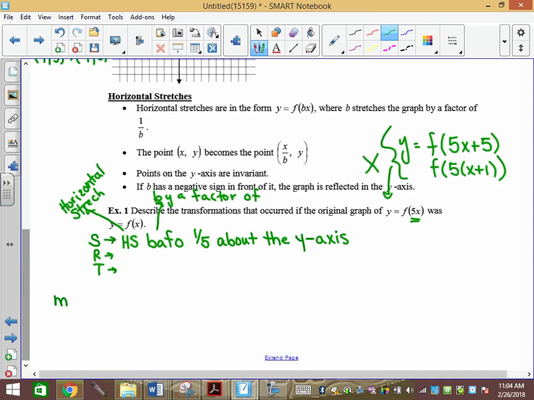So if I wanted you to do mapping, which I didn't make you do here, but say we did mapping, you're going to have x, y, and it's going to become 1/5 x and y. So you do as you say. If ever you want to do mapping, it's easier to write out whatever the transformations are and then just do the mapping from there. Often people find it a bit easier.